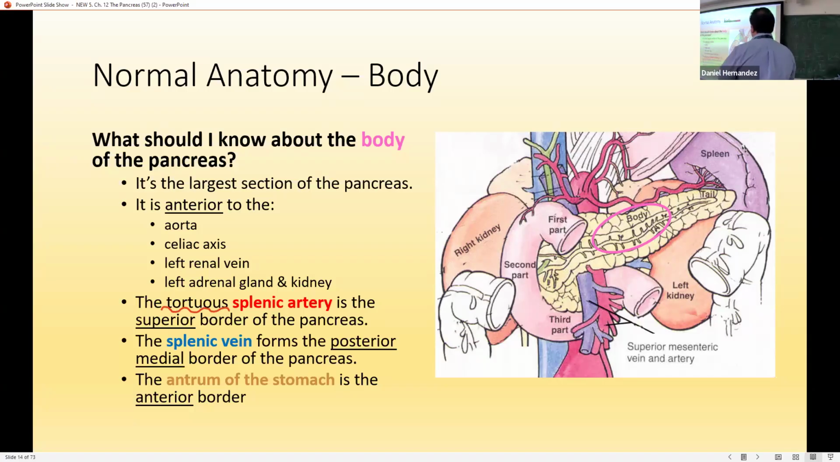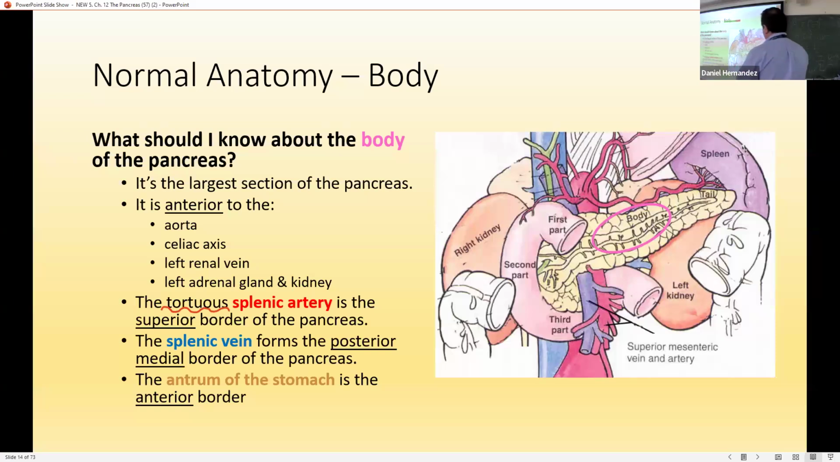It also sits anterior to the celiac axis. The celiac axis or the splenic artery makes the superior border. So again, know that the splenic artery is tortuous. That's a good indicator that they're asking you about the splenic artery. When you see that word tortuous, it creates that upper border, that superior border, and runs along the superior border of the pancreatic body. The splenic vein, we know, forms the posterior medial border of the pancreas. So when we're imaging on ultrasound, we see it underneath, or posterior to, the body and tail of the pancreas.